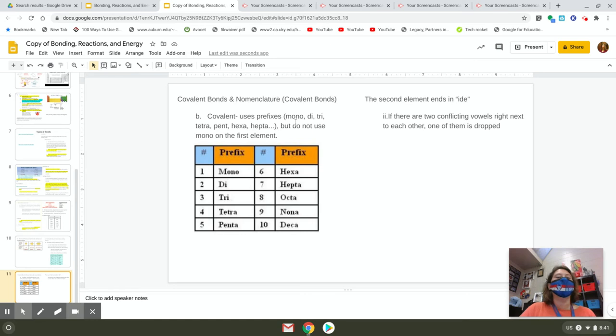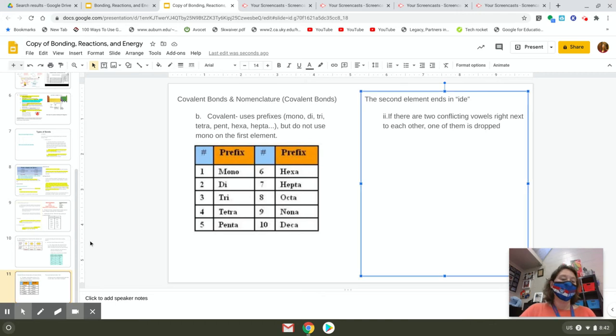This continues with the types of bonds and the nomenclature. So it tells you, like in covalent, how many covalent bonds there are. So it will be a mono or a di or a tri or a tetra. Hopefully you learned those words like in elementary school when you were talking about shapes and stuff. And that is it. That is the end of your notes.